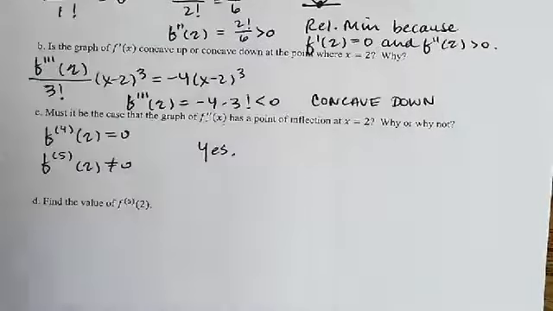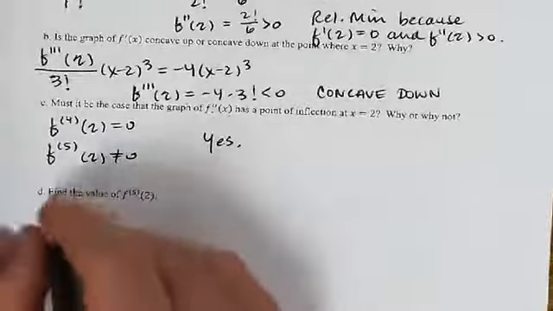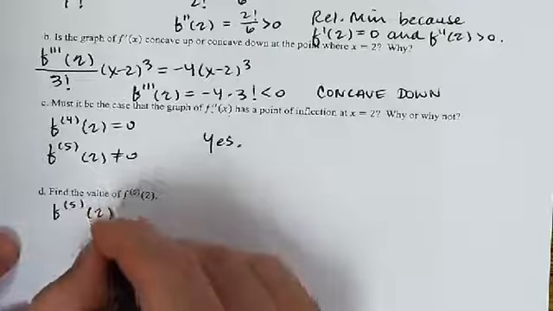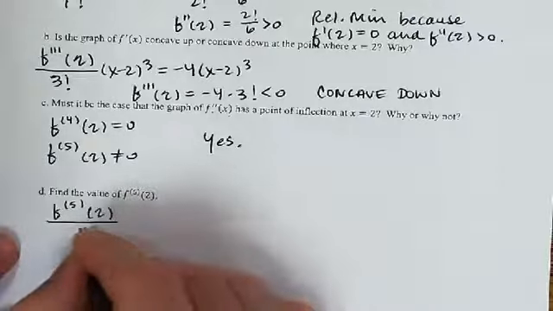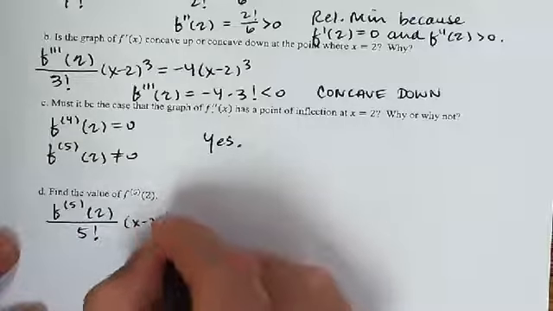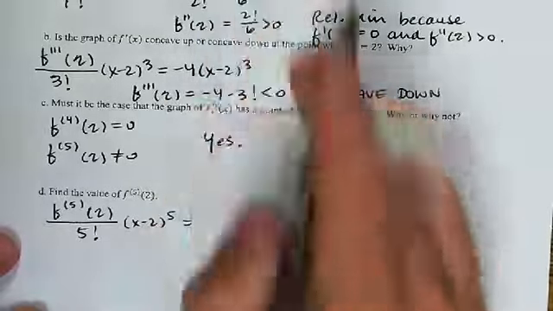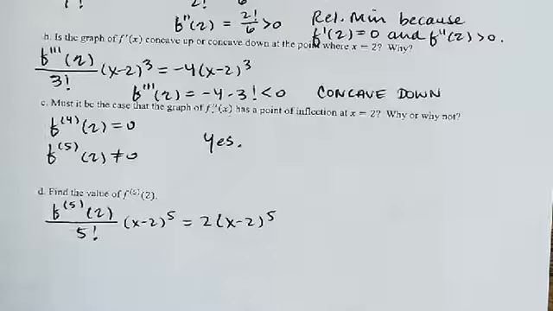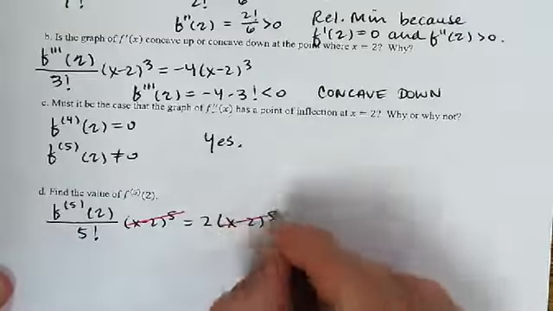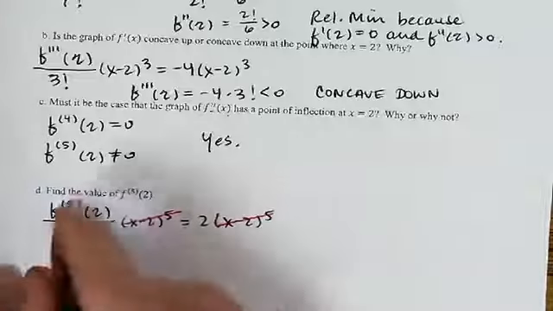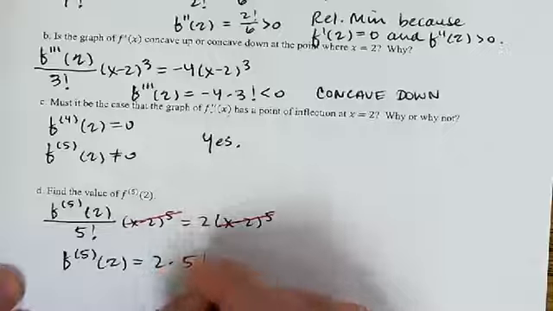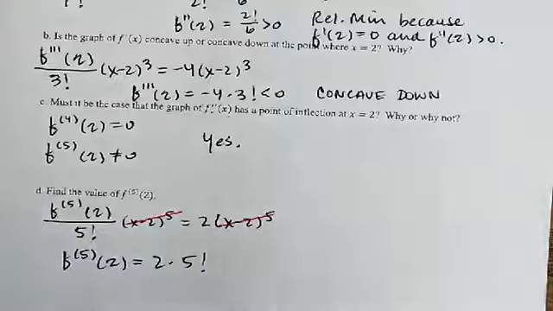Find the value of f's fifth derivative at x equals 2. Well, I tried to avoid it up here, and I'm going to have to do it anyway. F's fifth derivative at 2 divided by 5 factorial times x minus 2 to the 5 is equal to 2 times x minus 2 to the 5. Meaning, I can get rid of the x minus 2 to the 5s, so f's fifth at 2 is going to be 2 times 5 factorial, which is maybe 240. This is safer.